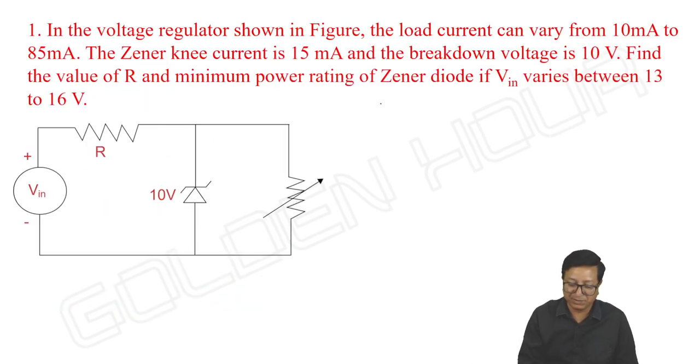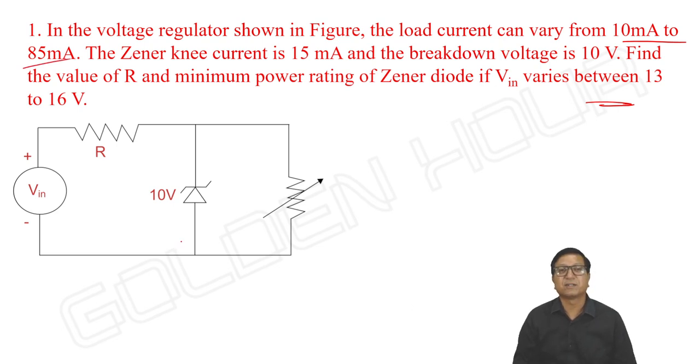It's a question asked in previous GATE papers. I forgot to write the year in which it was asked. See this question. In the voltage regulator shown in the figure, the load current can vary from 10 to 85 milliampere. The Zener knee current is 15 milliamperes and the breakdown voltage is 10 volts.